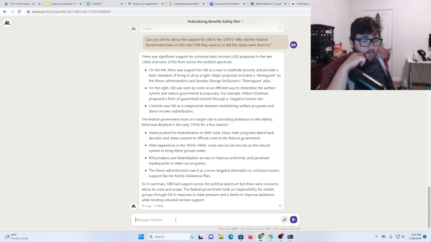After expansions in the 50s and 60s, some saw Social Security as the natural system to bring these groups under. Policymakers saw federalization as a way to improve uniformity and address perceived inadequacies in state-run programs. The Nixon admin saw it as a more targeted alternative to universal income support, like the Family Assistance Program.